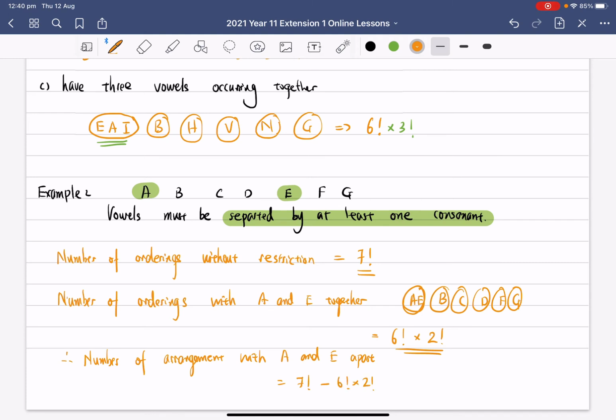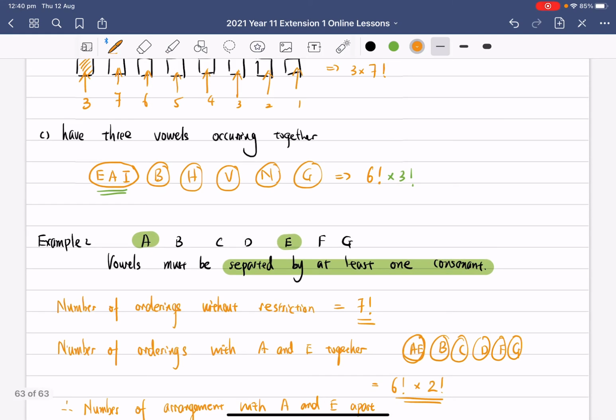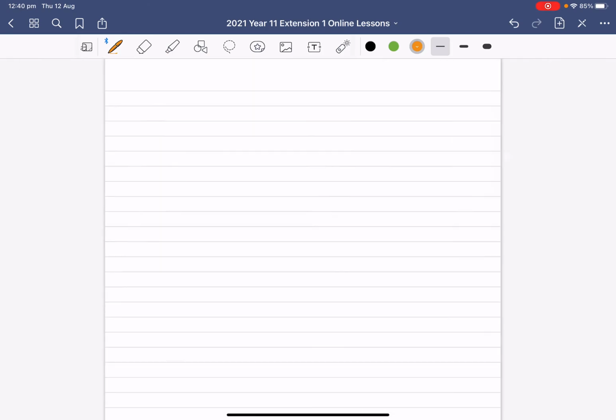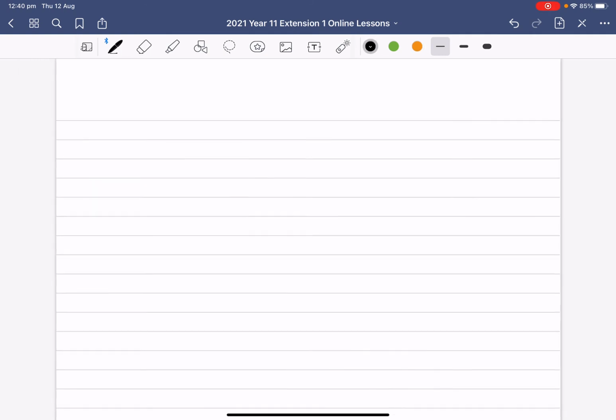So this is an example of a question where you still use grouping methods, but you're not finding the number of arrangements directly, because there are just too many cases. You can have 1 letter in between, you can have 2 letters in between. Instead we find the complement and work out the answer that way. All right, let's move on and try another question.